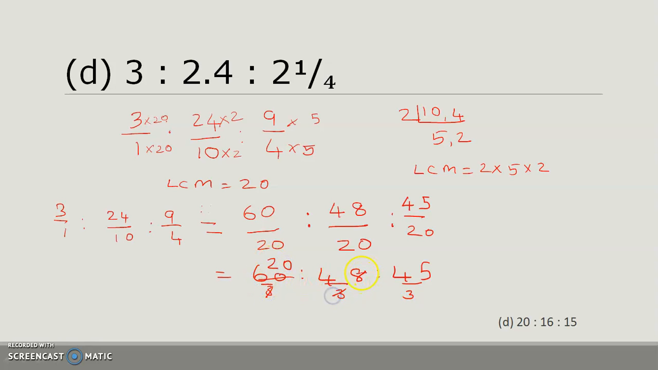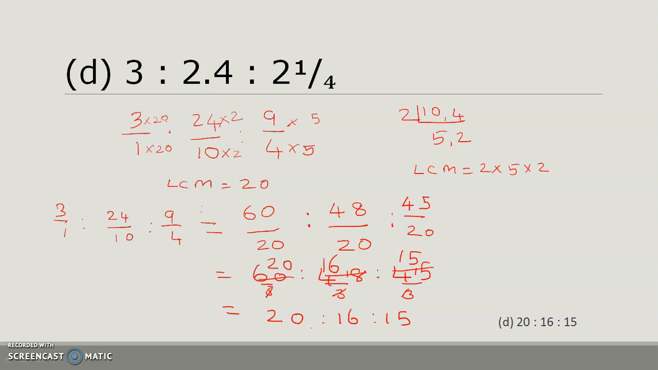20. Here 1 3 is 3, carry 1, 6 3s are 18. Here again 1 3 is 3, carry 1, 5 3s are 15. So what is the simplest form? 20 is to 16 is to 15. Further I cannot simplify it. All these three numbers are not divisible by the same common number.